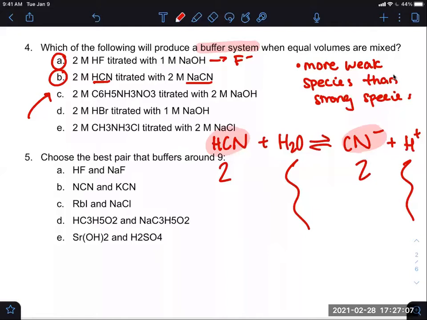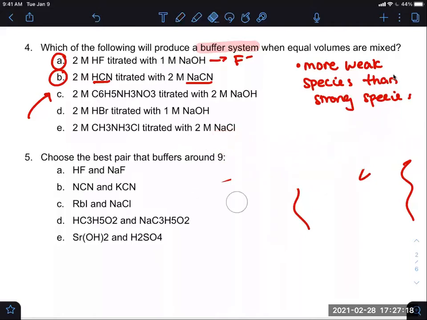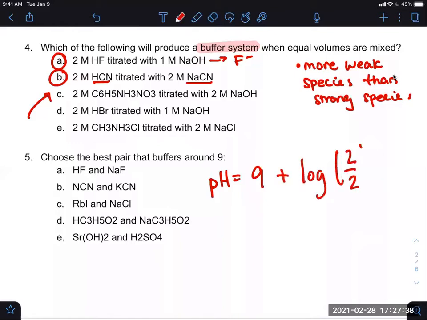If the concentration of acid and conjugate base are equal, won't they cancel out? So they won't cancel out. What's going to happen? That's a great question. I don't know if it's going to be pertaining to this quiz, but it definitely will on the next quiz. Okay, let's say we do have the situation in B. So in the Henderson-Hasselbalch equation, this is what we're going to have, okay? So the pKa of HCN is around 9. We're going to have a log of 2 over 2, okay?